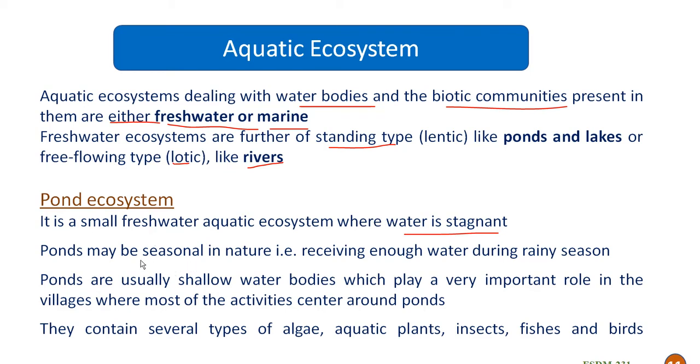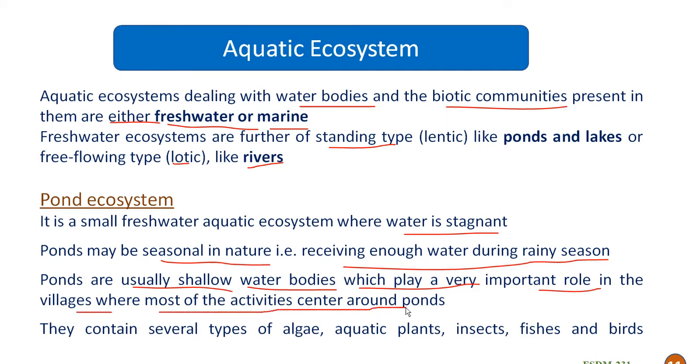Ponds may be seasonal in nature, that is, receiving enough water during the rainy season. These ponds are usually shallow water bodies which play a very important role in the villages, where most of the activities center around the ponds. And as you all know, these ponds are important sources of water for the village people. They contain several types of algae, aquatic plants, insects, fishes and birds also.